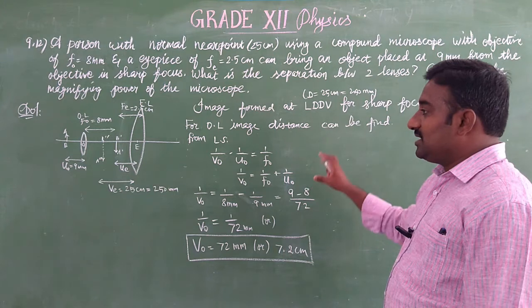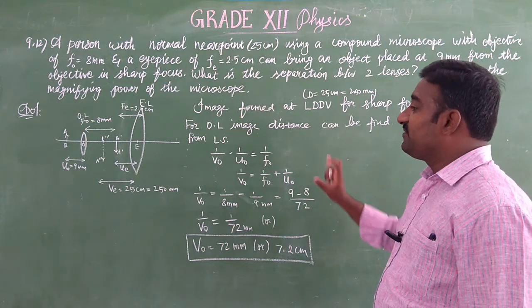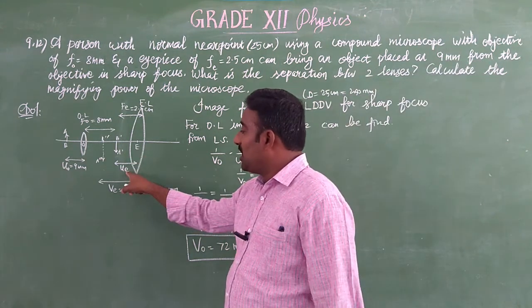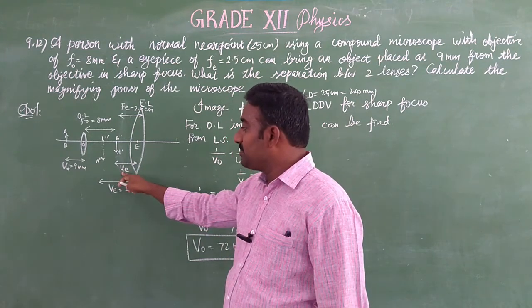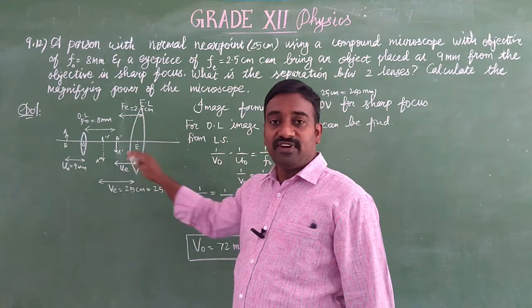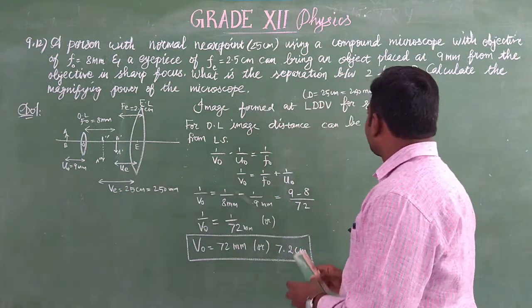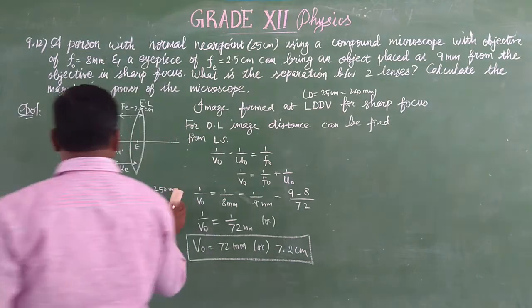Same method, we can find the object distance for the eye lens. So the next aim is to determine the object distance for the eye lens. We'll solve this side.